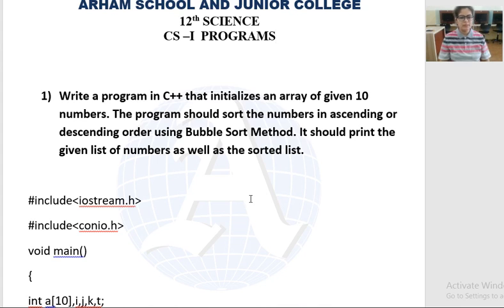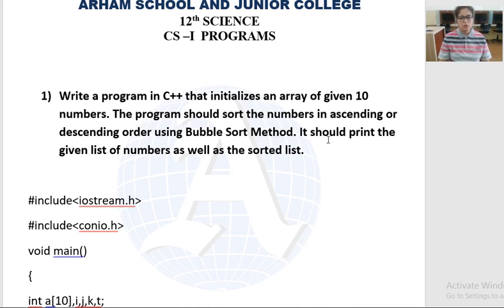The first program is: write a program in C++ that initializes an array of given 10 numbers. It means we have to create an array and initialize an array of 10 numbers. The program should sort the numbers in ascending or descending order using bubble sort method. Sorting means we have to arrange the numbers either in ascending or descending order by using the bubble sort method. It should print the given list of numbers as well as the sorted list.